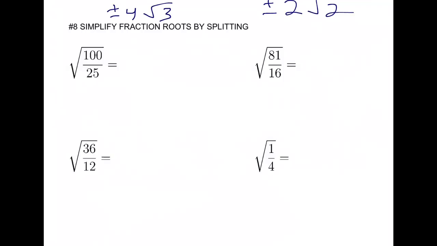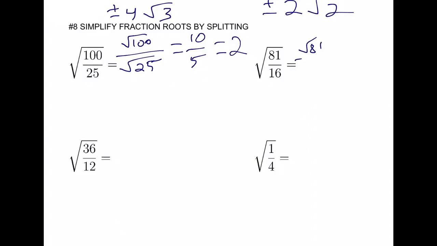The last section was simplifying fraction roots by splitting them. So, for example, the square root of 100 divided by 25 becomes the square root of 100 on top and the square root of 25 on bottom. Now we're going to ignore plus or minus for these, and this just becomes 10 over 5, which can simplify to 2, because 100 and 25 are both perfect squares. Or this example becomes root of 81 divided by root of 16, which is 9 over 4.